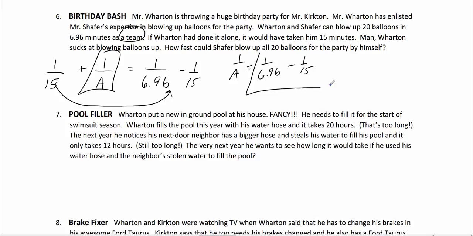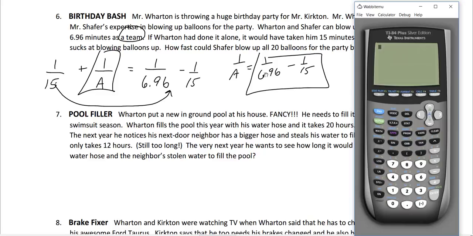Here's where I'm going to use the calculator. Okay, let me pull it up here. So I have 1 over 6.96 minus 1 over 15. I'm going to put it in that way. I'm going to open parentheses, 1. Now, some of you guys have an ABC button. Don't use that. Use the division bar because it won't recognize 6.96. It'll come back as a syntax error. You don't want that. So use the straight up division bar, 6.96.